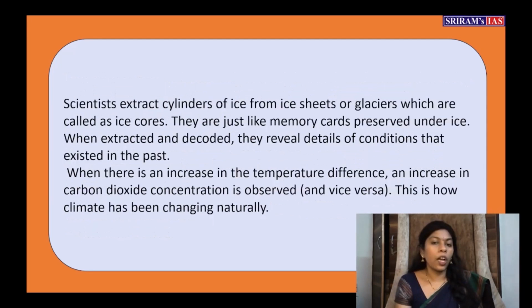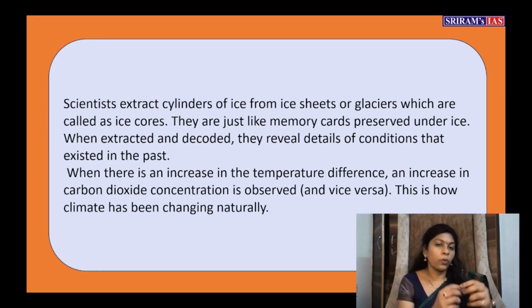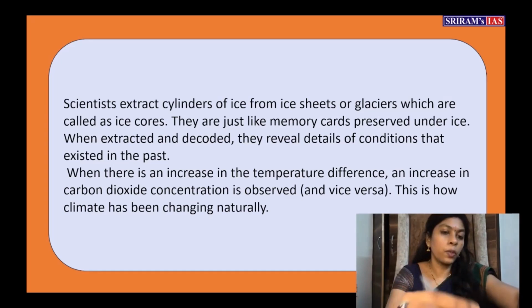Now I'm going to say how we are going to do it. It's similar to the carbon dating mechanism. Scientists extract a cylinder form of ice from these ice sheets, or you can also say from a glacier. This they call an ice core.